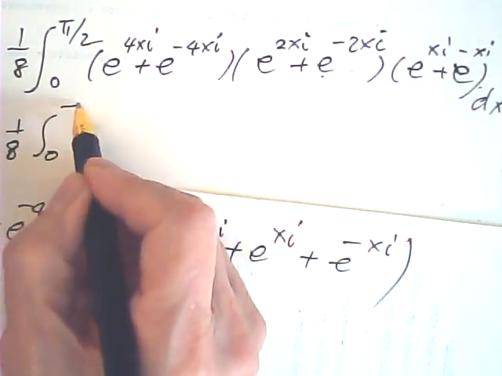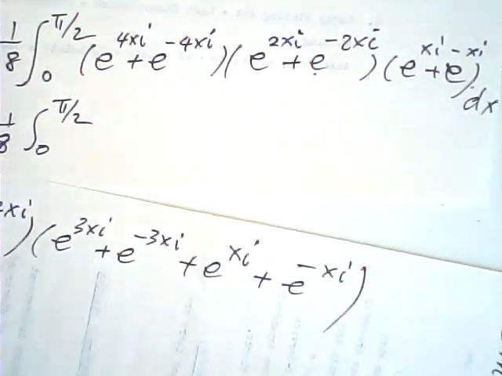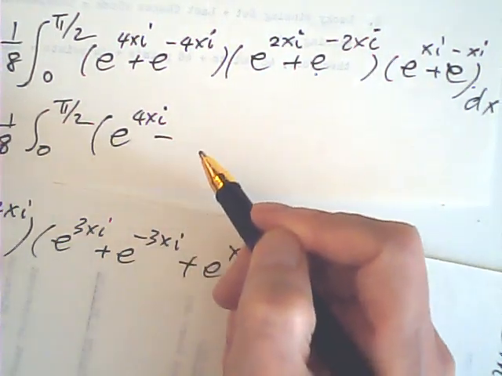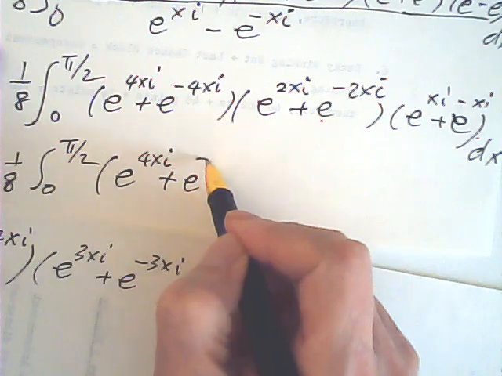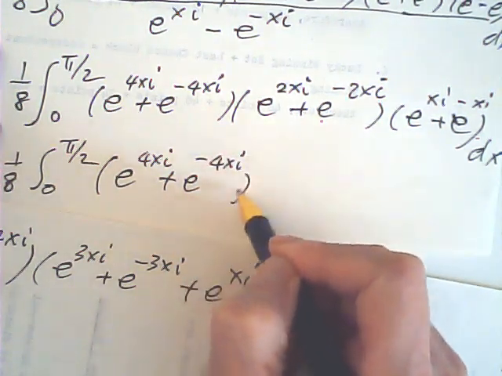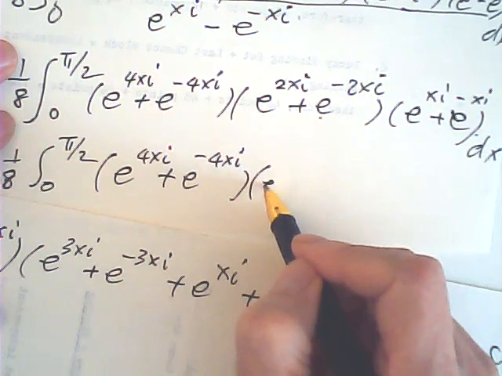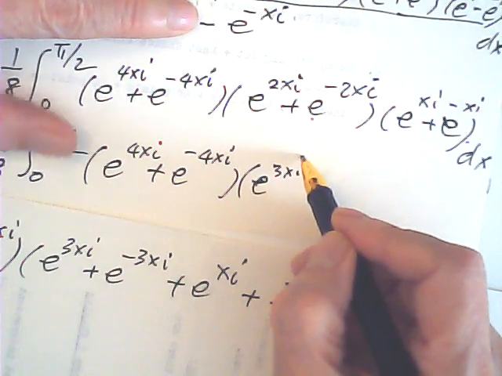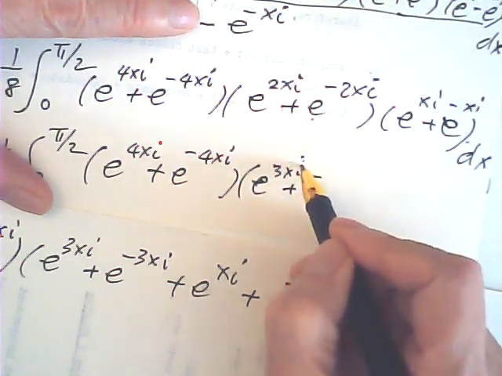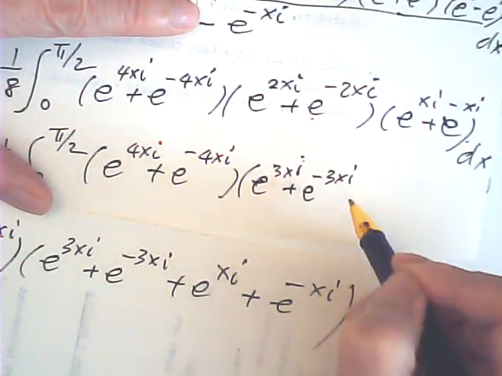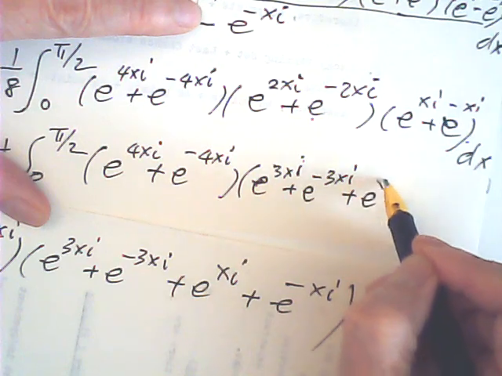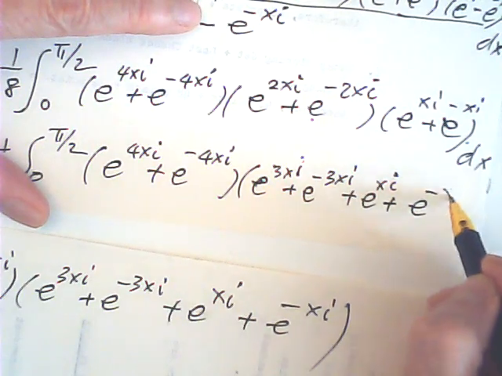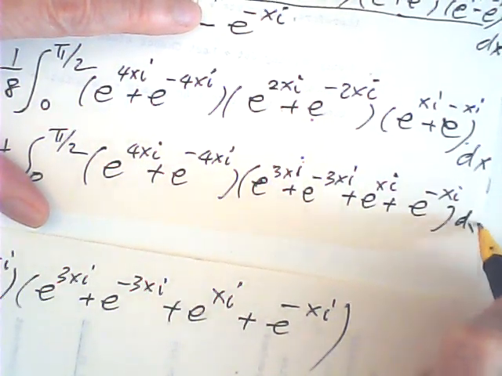This is e to the 4xi plus e to the negative 4xi, multiplied by e to the 3xi plus e to the negative 3xi plus e to the xi plus e to the negative xi, dx.